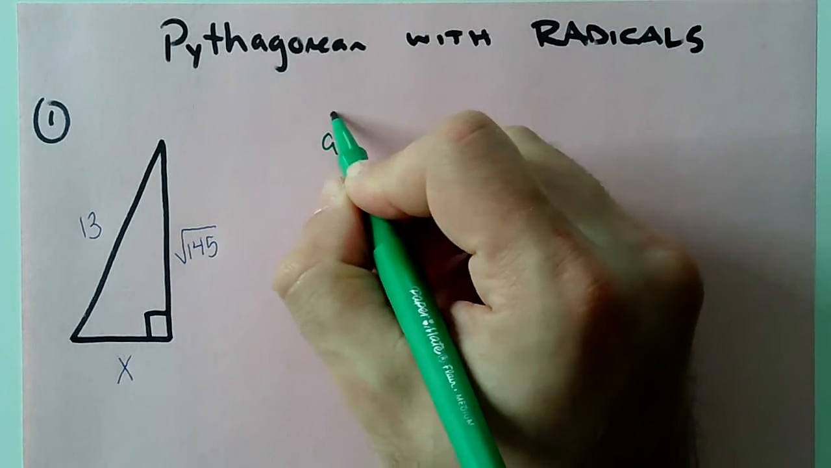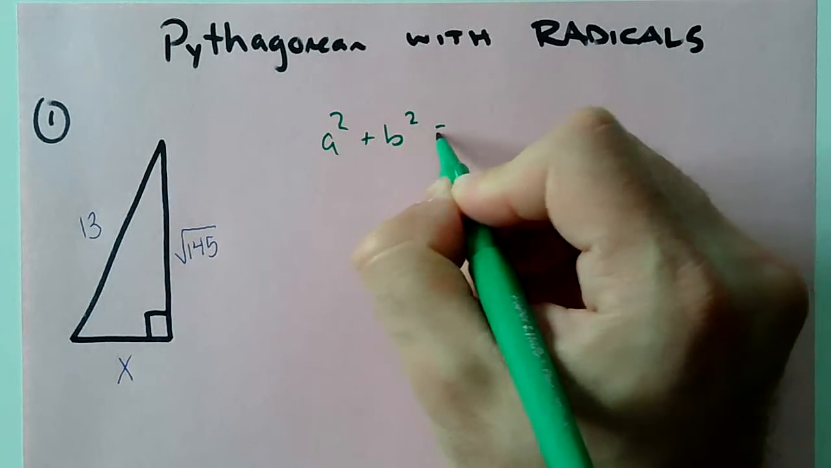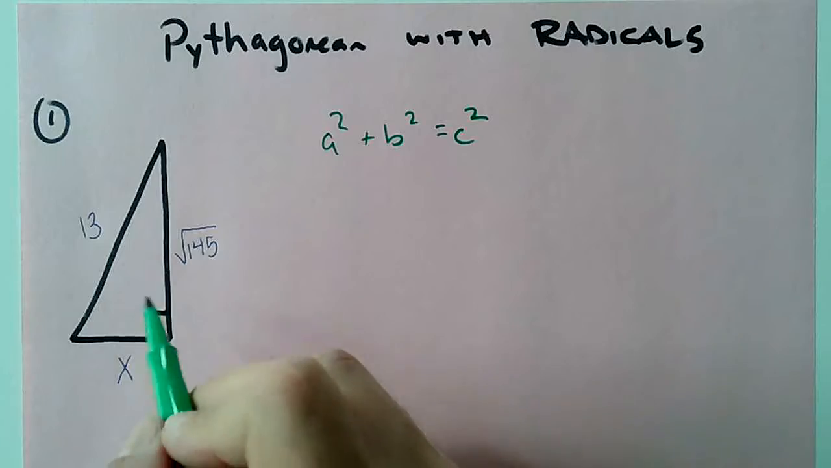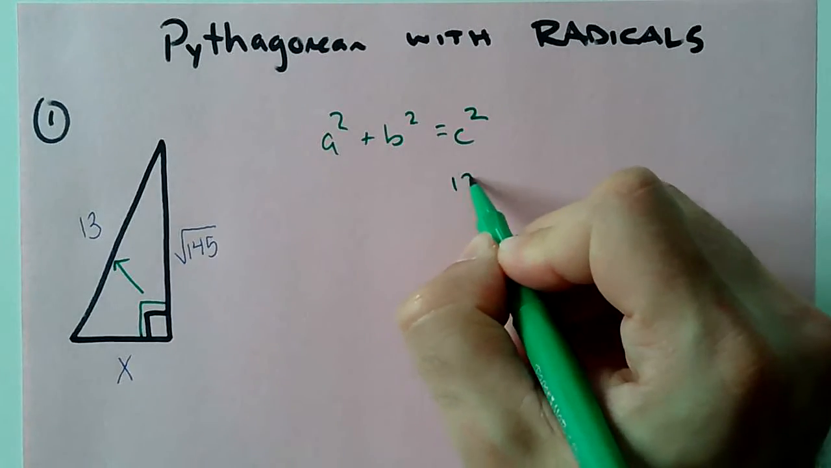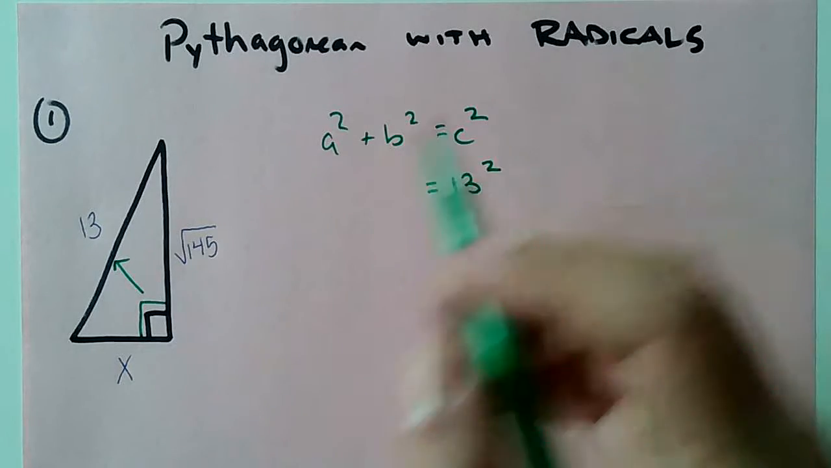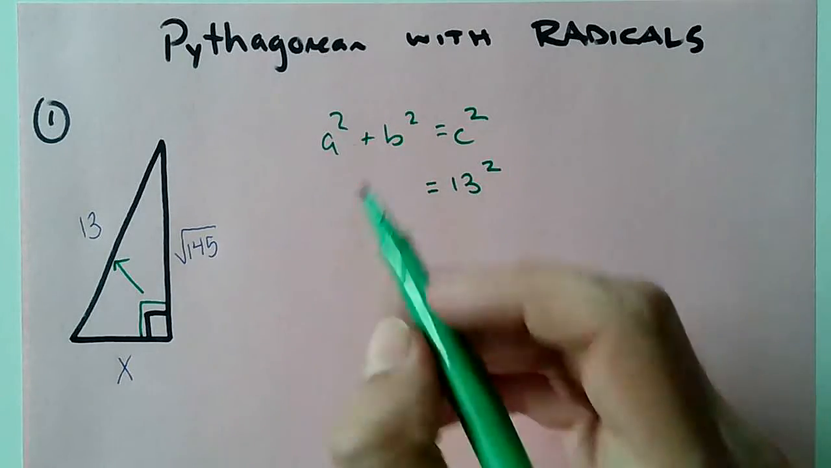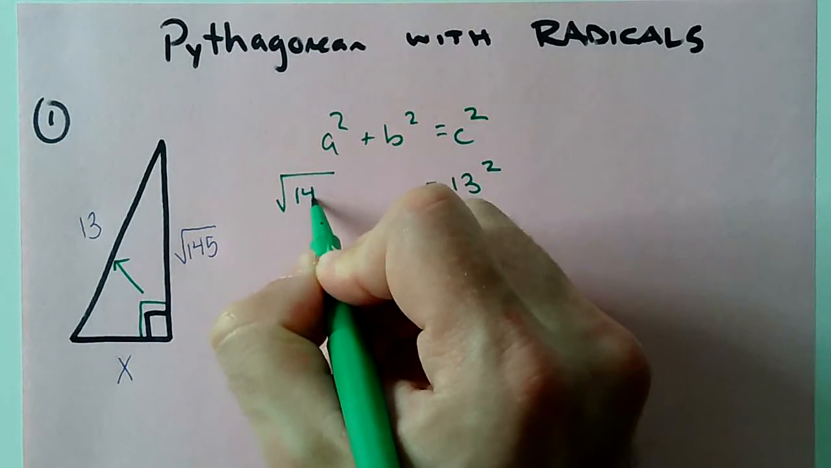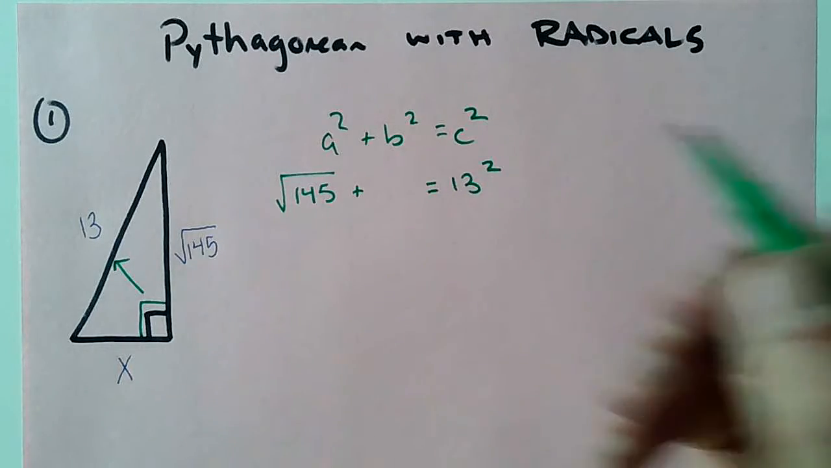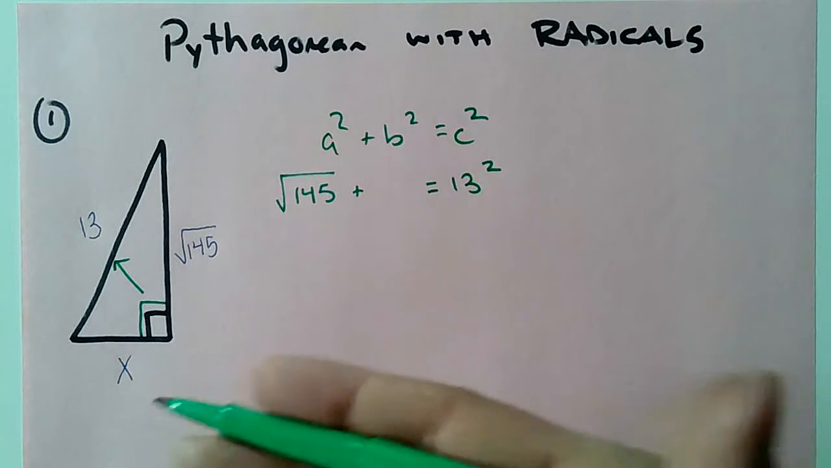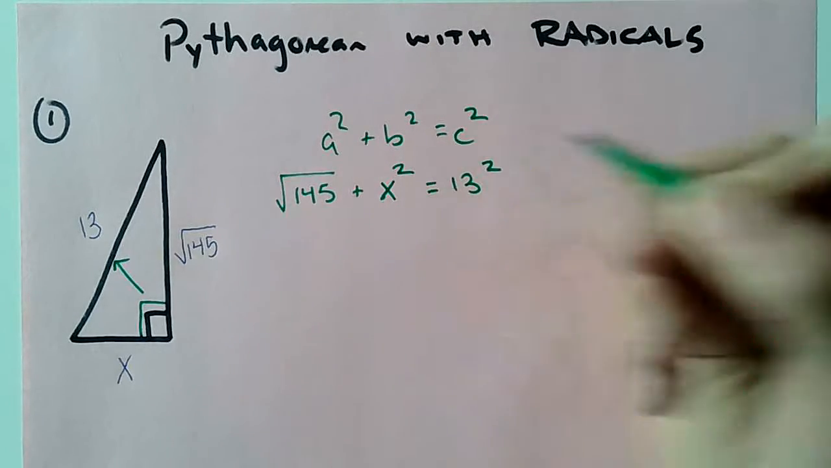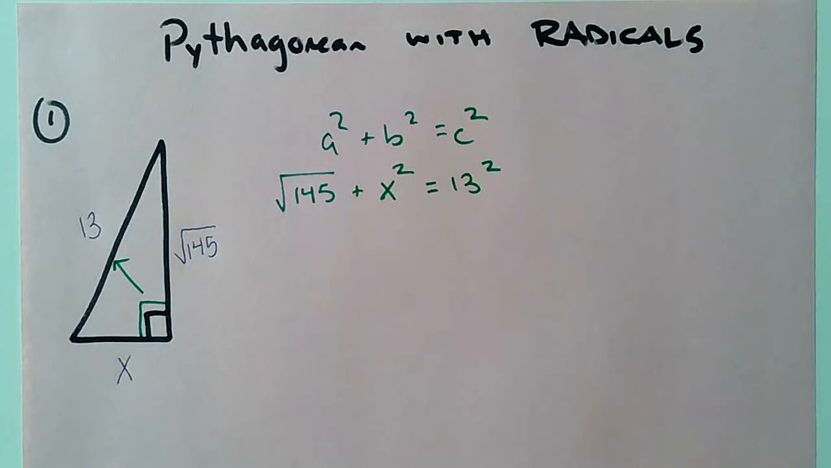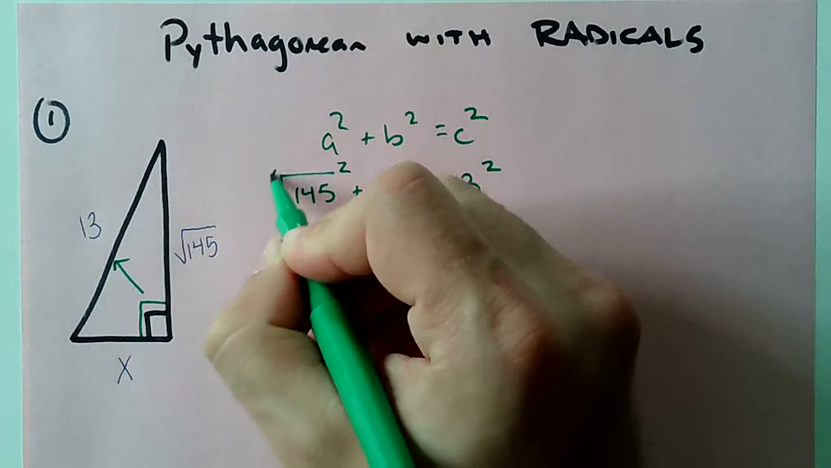So we're going to go with a squared plus b squared equals c squared, the Pythagorean theorem, since it's a right triangle. I know c is 13. I know a or b, whichever one you want, is the square root of 145. And I know that the other leg is x. I could leave it b, I could leave it x. I'll just put x squared in. Doesn't matter. Oh, and I forgot that this is squared, so I'm going to put that in parentheses.